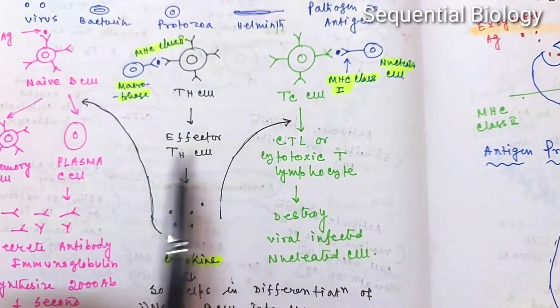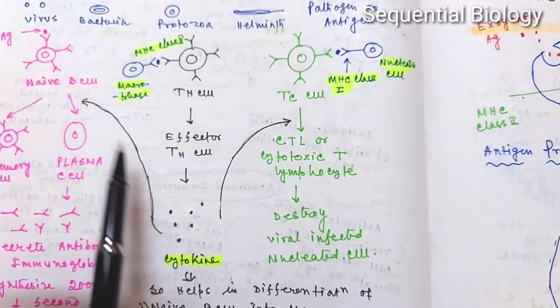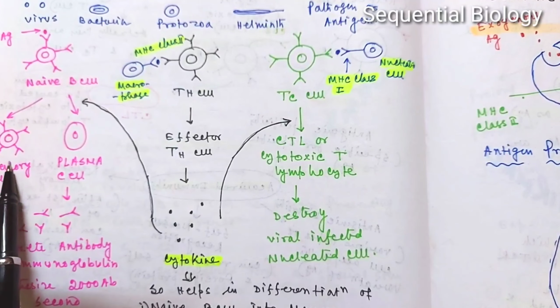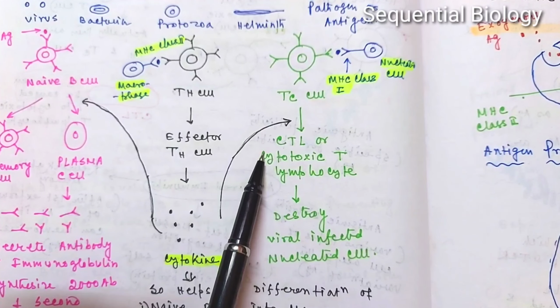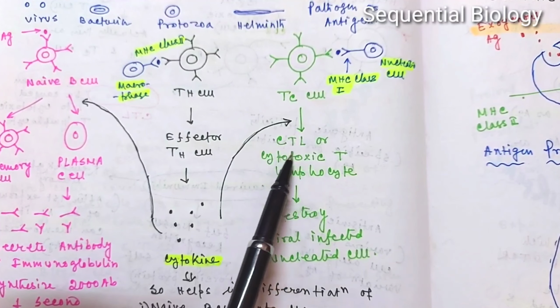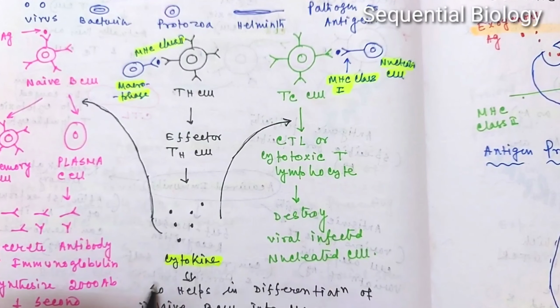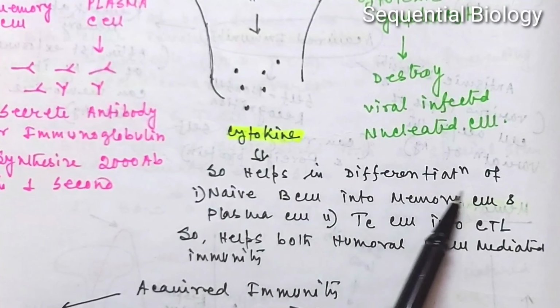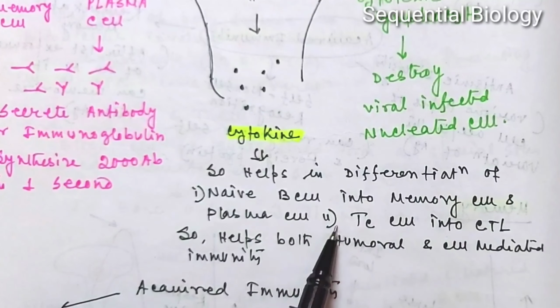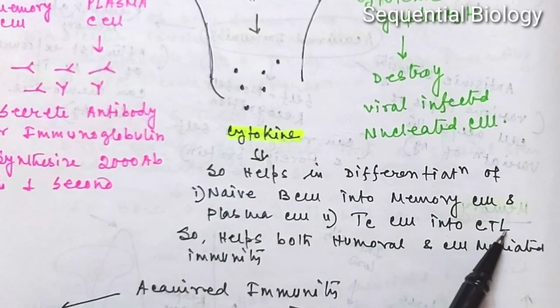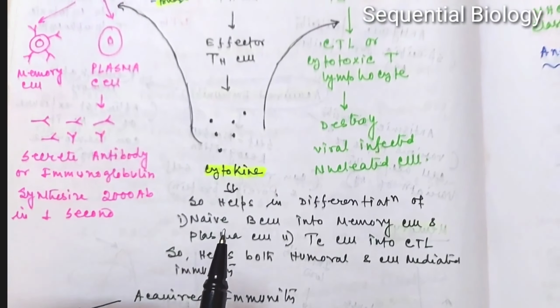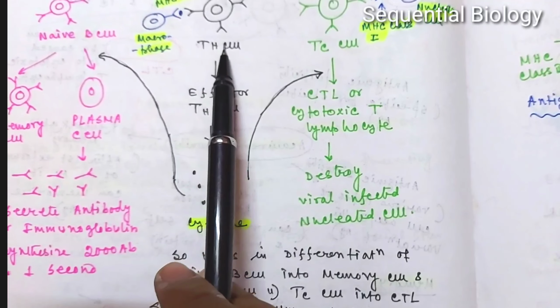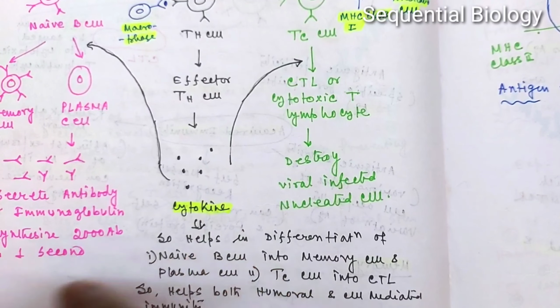So this cytokine causes the differentiation of naive B cell into memory cell and plasma cell, and also causes the differentiation of cytotoxic T cell into the cytotoxic T lymphocyte. Then this is the function of cytokine. So cytokine helps in differentiation of naive B cell into memory cell and plasma cell, and TC cell into cytotoxic T lymphocyte. So this cytokine helps both humoral and cell mediated immunity, and for this reason this type of T cell is known as helper T cell.